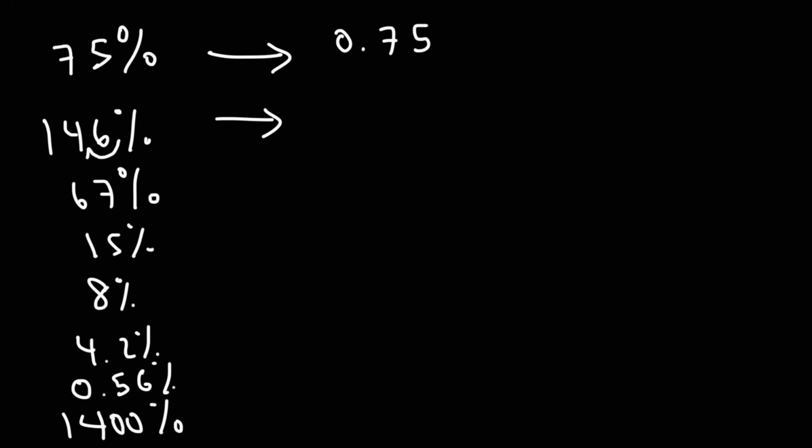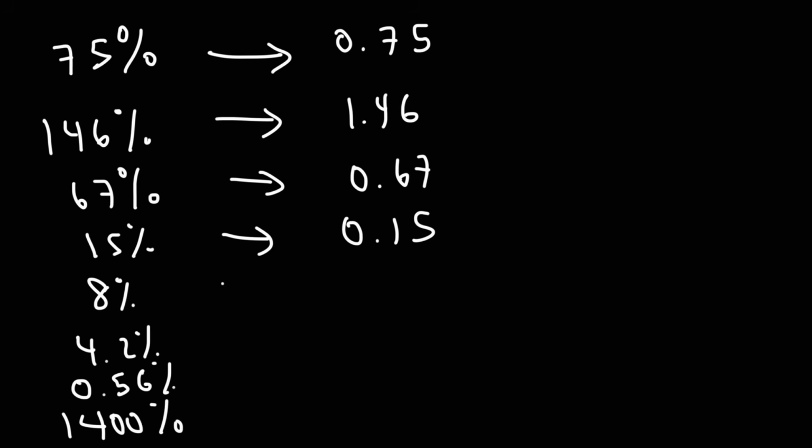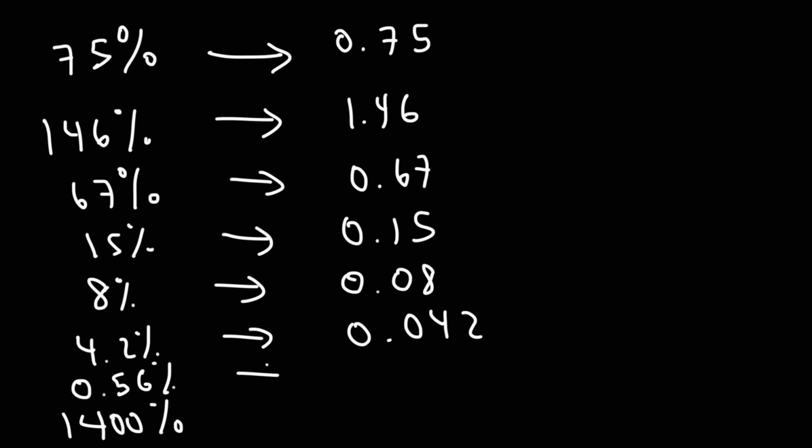So if we move the decimal point 2 units to the left, this is going to be 1.46. 67% is 0.67. 15% is 0.15. 8%, if you move it 2 to the left or divide 8 by 100, you're going to get 0.08. 4.2% is 0.042. 0.56%, that's 0.0056. 1400%, if you move the decimal point 2 units to the left, you get 14. So that's how you can convert a percentage into a decimal value.